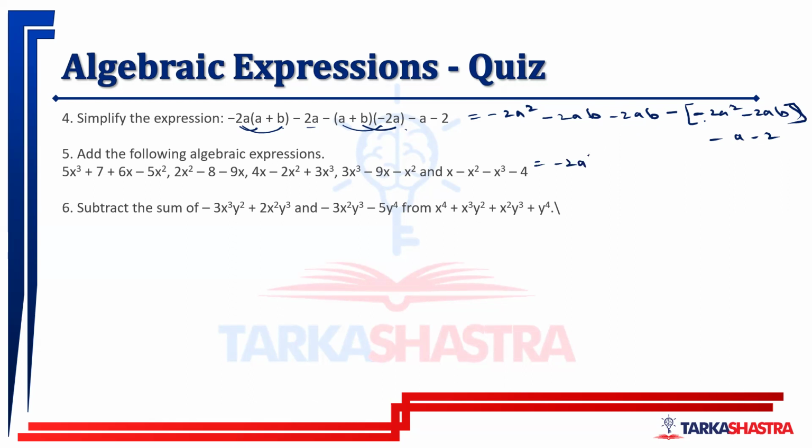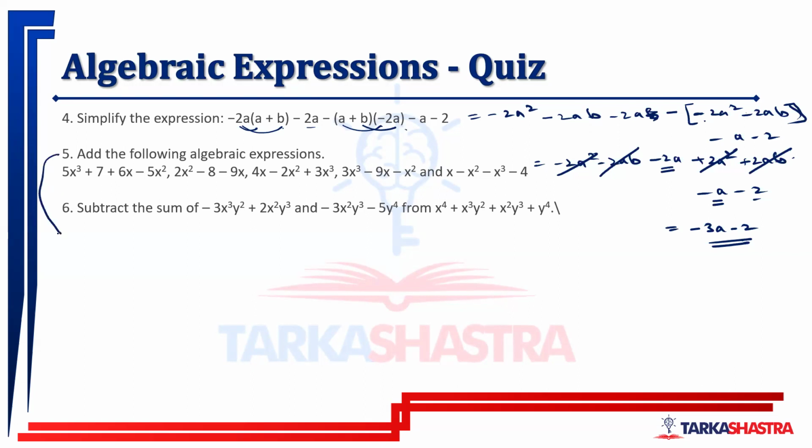What we have? Minus 2a square minus 2ab. This is minus 2a. Then minus minus will become plus 2a square. Minus minus will become plus 2ab minus a minus 2. So minus 2a square plus 2a square gets cancelled because the variable part is same. Minus 2ab and plus 2ab cancelled. And this is minus 2a minus a and minus 2. So that is minus 3a minus 2. Minus 3a minus 2 is going to be the final answer.